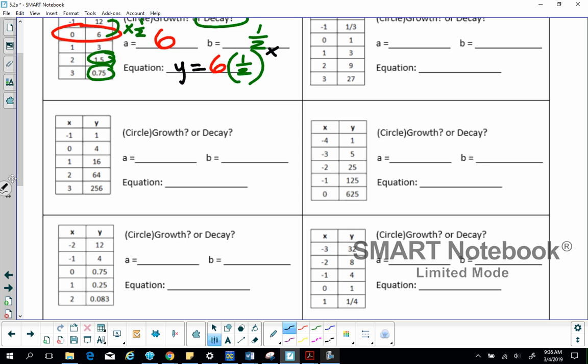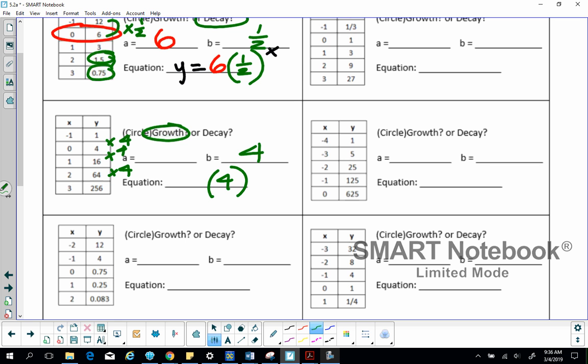One more. Okay. So looking at this, is it growing or is it decaying? Looking at the y values, it's growing, right? From 1 to 4 to 16, they're getting bigger. So I know it's growth. What is it multiplying by? 4. I could also do that divided by that and get 4. So I know my growth factor is 4.